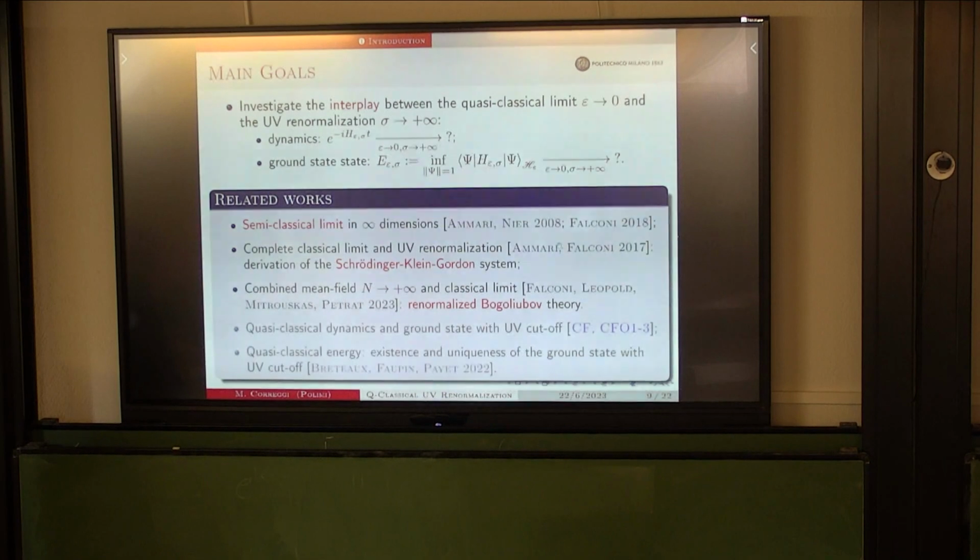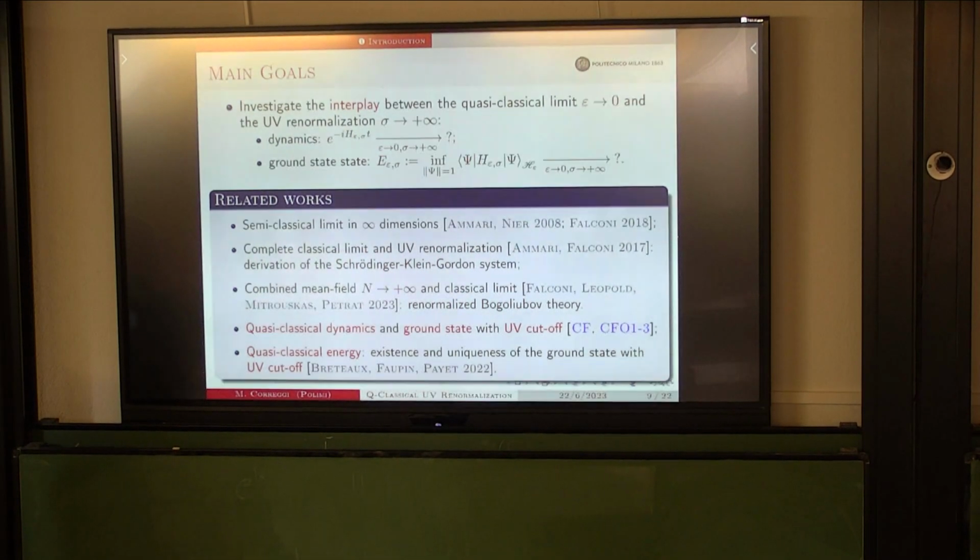Again, if you consider only the full classical limit, so the one in which you take the classical limit on both the field and the particles, that was done in a paper by Amari and Falcone in 2017. And then there is the recent contribution by Leopold and co-workers, where they do a simultaneous limit in which epsilon is 1 over n. So they take at the same time the mean field limit for the particles and the classical limit on the field, and they get this renormalized volume theory.